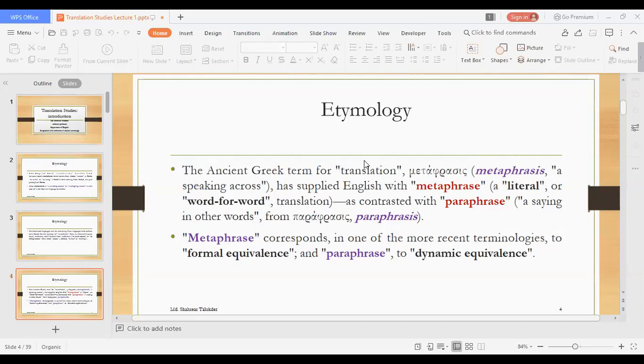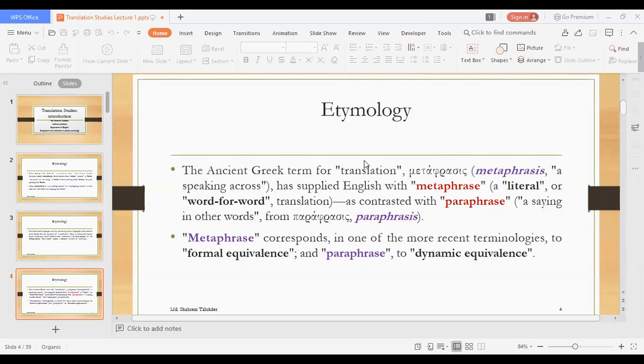Metaphrase and paraphrase are the two terms. When we are doing metaphrase, or word for word translation, we have to maintain the formal equivalence. For example, for a word in the Bengali source text, we have to try to use the same kind of equivalent word that is found in English. Got it?